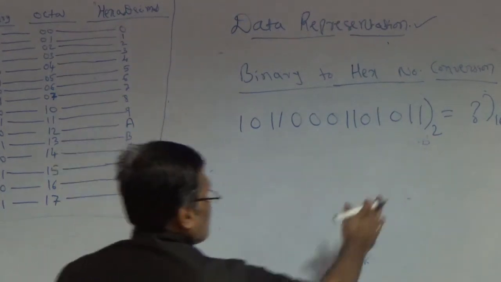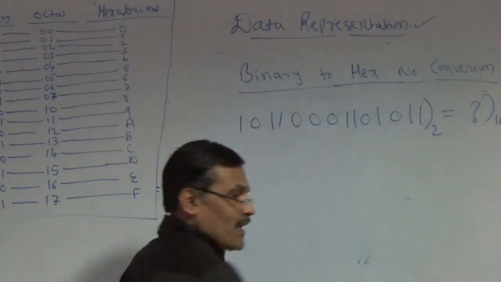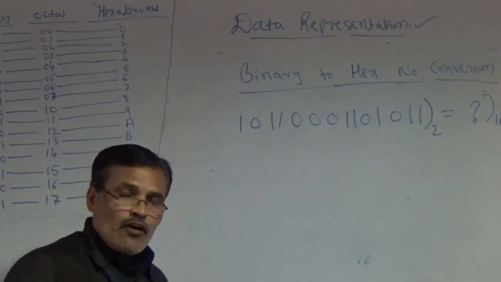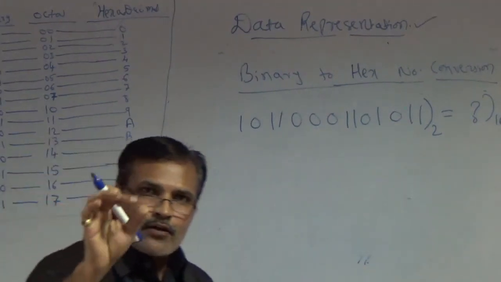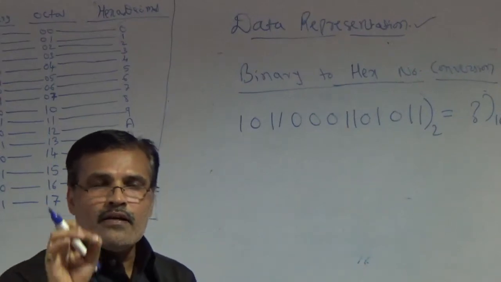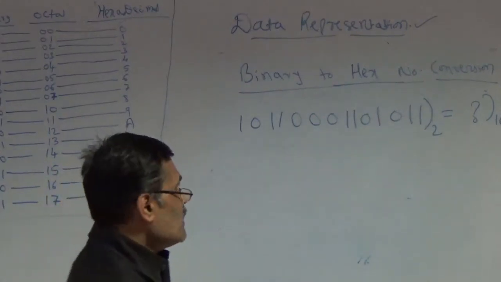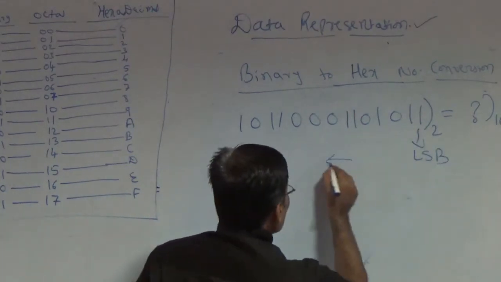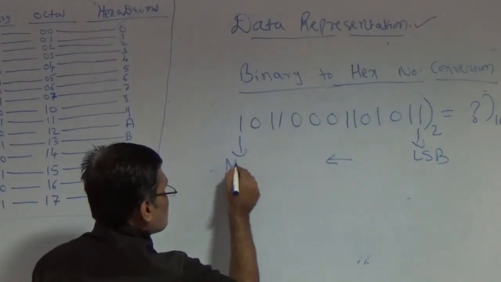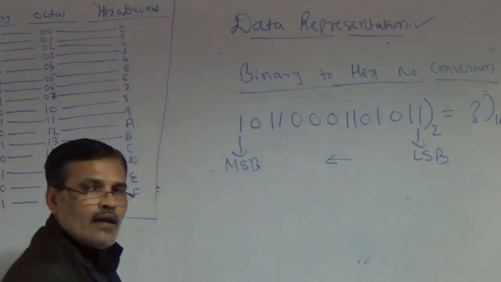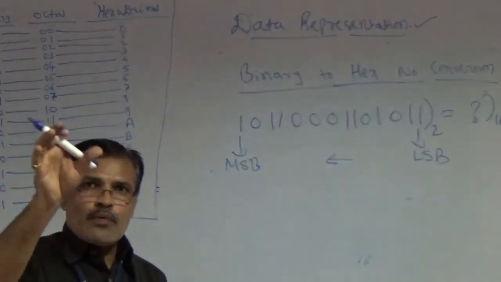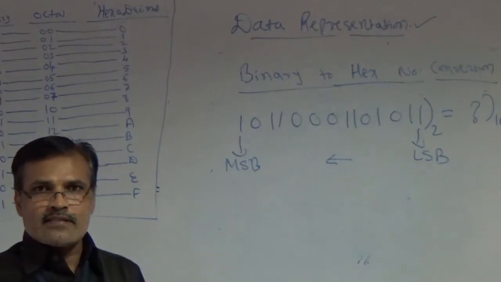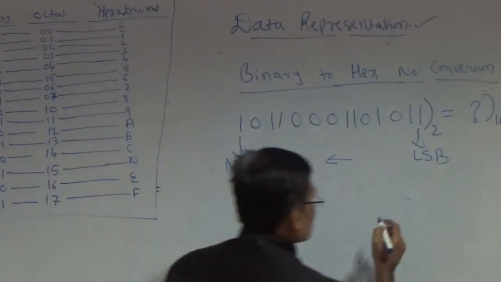Okay. In this particular process, again the same procedure as we have done earlier. Instead of making 3-bit binary groups, here we have to make 4-bit binary groups starting from the least significant bit to the most significant bit, and replace each 4-bit group with its equivalent hex symbol. That's it. Let us do that.